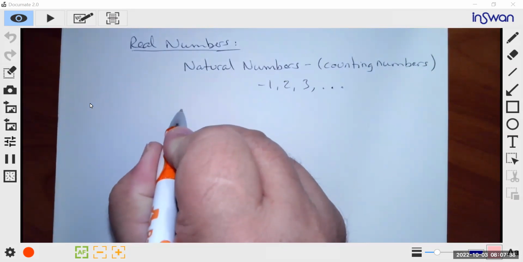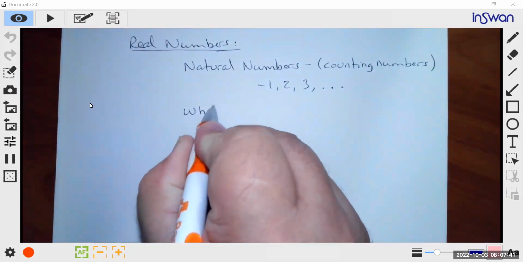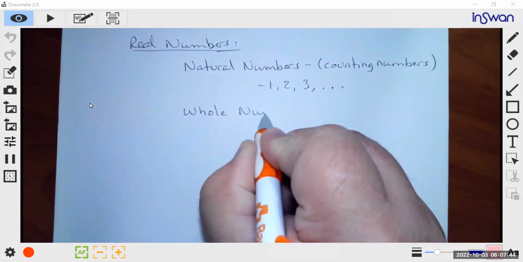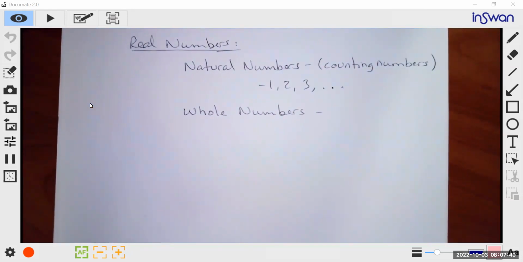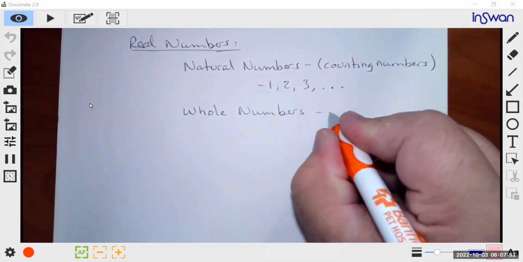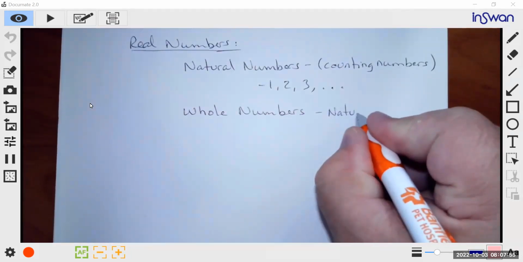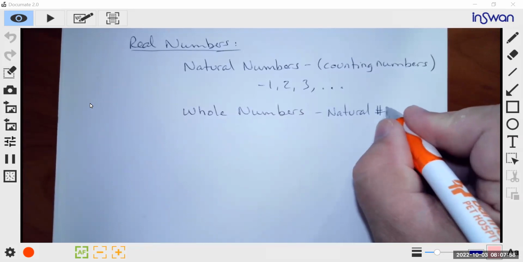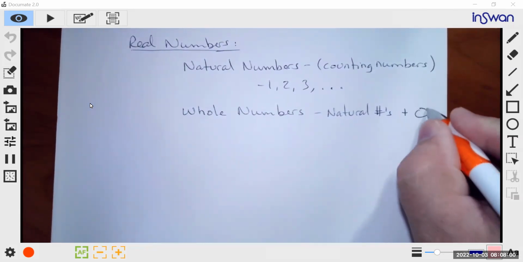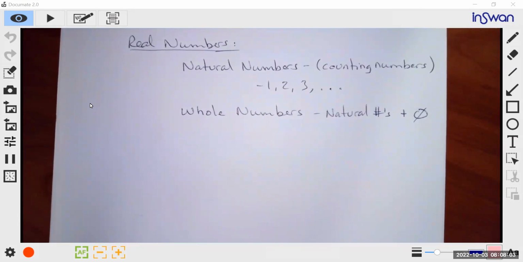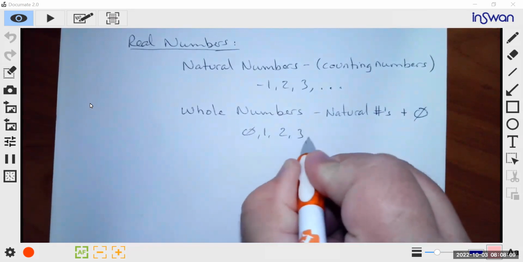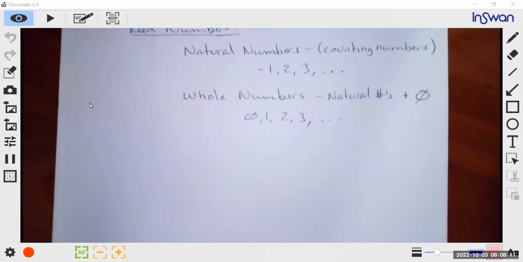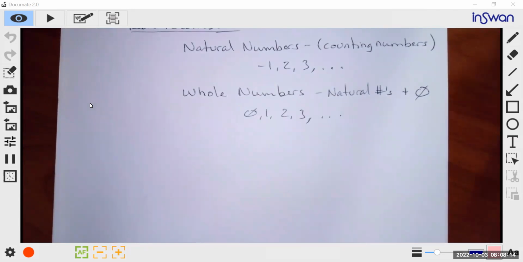Then we reach a form of numbers called whole numbers. Whole numbers are simply the natural numbers plus the number 0. It starts off with a whole, then it goes on 1, 2, 3, and so on and so forth. So whole numbers begin with 0, which is the whole, and it goes on from there to infinity.